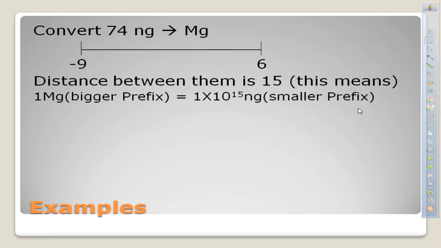And I went ahead and wanted to write this one out. Again, mega's your bigger prefix. So what we're saying is 1 megagram, the bigger prefix, is equal to 1 times 10 to the 15th nanograms. And that's your smaller prefix. Again, we said the bigger of the two prefixes gets the 1. The smaller of the two prefixes gets that positive power of 10, with that distance being the exponent, that 15. Setting up our NERT, or our dimensional analysis.